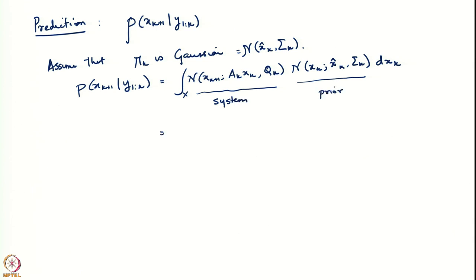What we find is that the prediction is itself Gaussian, using the Swiss Army knife equation. So we get that this is the Gaussian function of x_{k+1} with mean x hat k+1 given k, with covariance sigma k+1 given k. And now we can apply the measurement update.